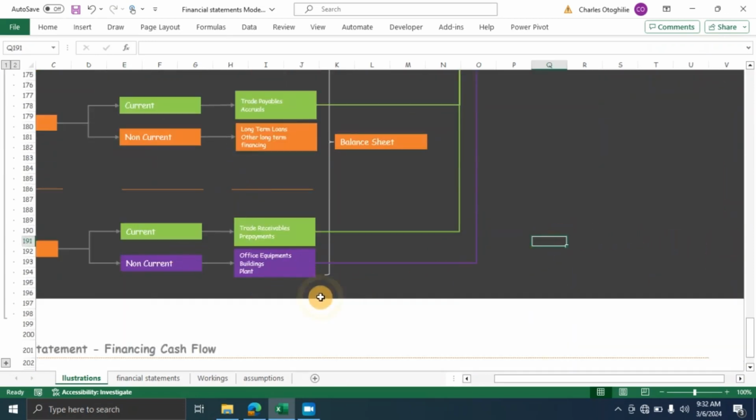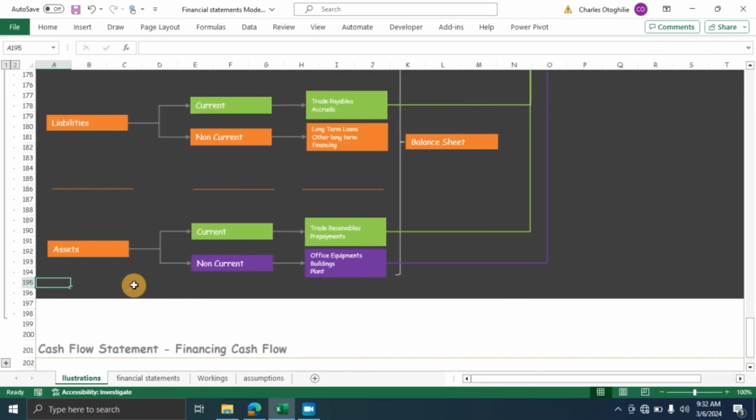For cash flow from investing, what we are actually doing is acquiring assets. You're acquiring assets like office equipment, buildings, and plants. And they are non-current because these are assets that are going to last for more than 12 months. You get it? So they are non-current assets and you're bringing them into your assets.